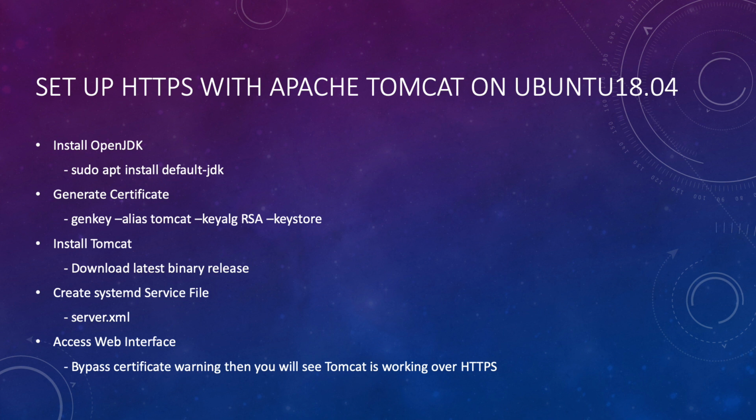Then you're going to go into your web browser and type https://your username:port number, and then in order to access the web interface, you're just going to need to bypass the certificate warning. Then you will see Tomcat is working over HTTPS.